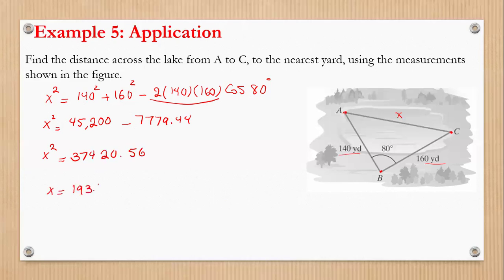If you want to round it, you can just write it as 193 yards, because the other sides also have a unit of yards.